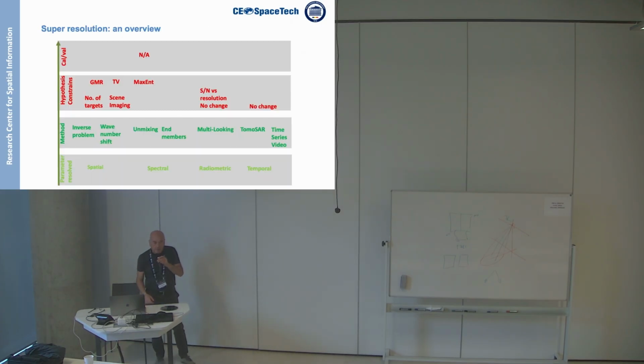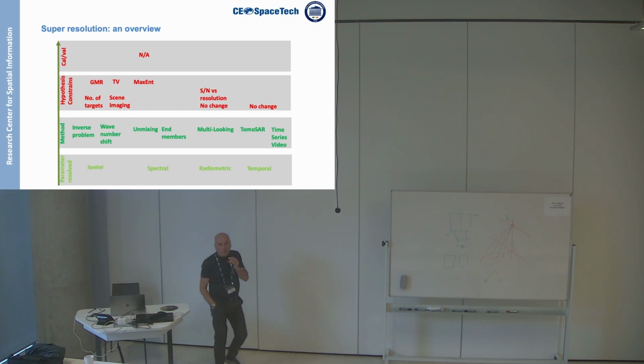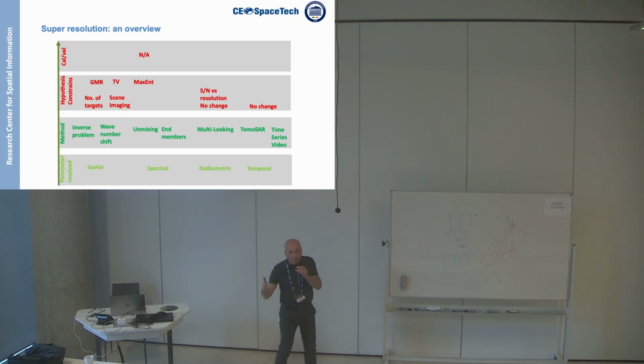But many other methods of super resolution for spatial resolution depend on this strong hypothesis, like Gibbs random fields, total variation, maximum entropy. Many methods have been developed. However, this super resolution is not responding to the question of how I fill the bandwidth.